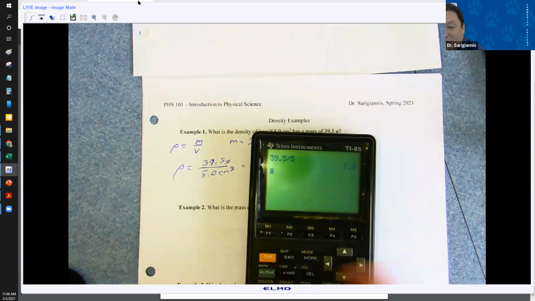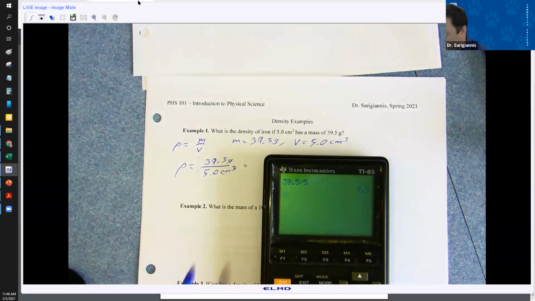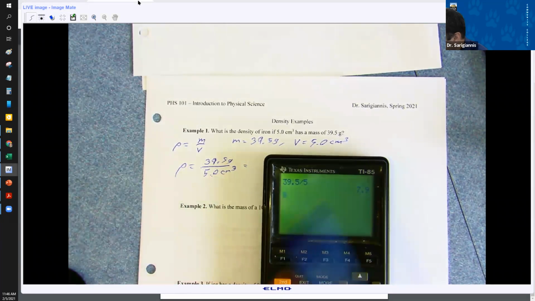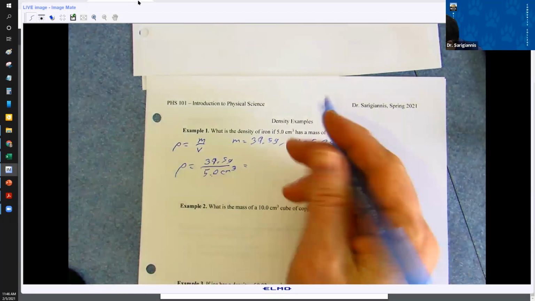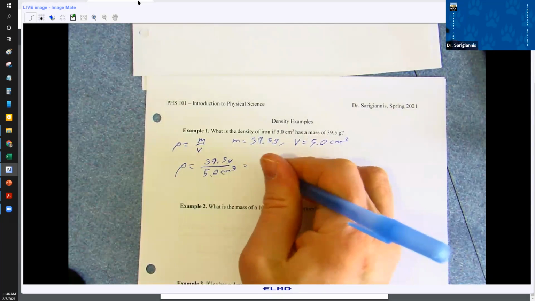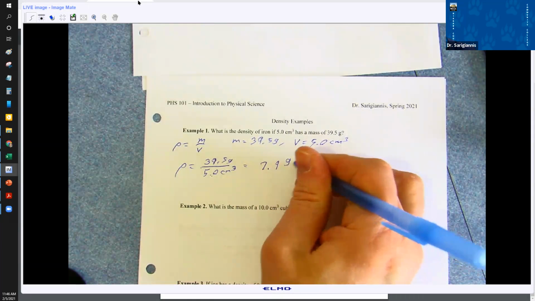And I look at my significant figures and I say, okay, I've got 3 significant figures here, 2 significant figures here. My overall number of significant figures is 2 from the rules of division or multiplication. You go with the least number of significant figures. So I've got 7.9 grams per cubic centimeter.